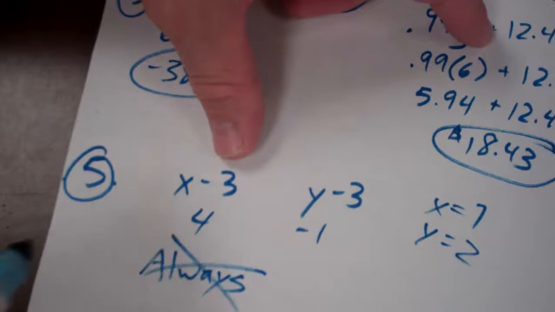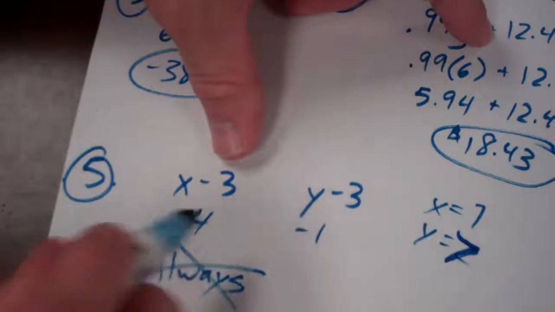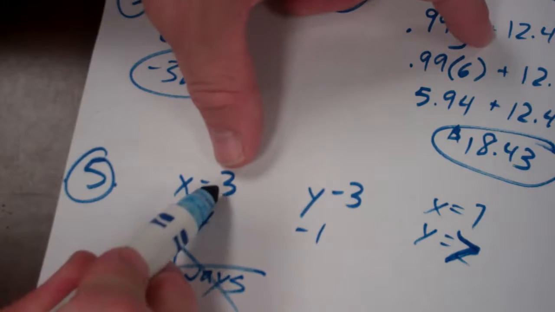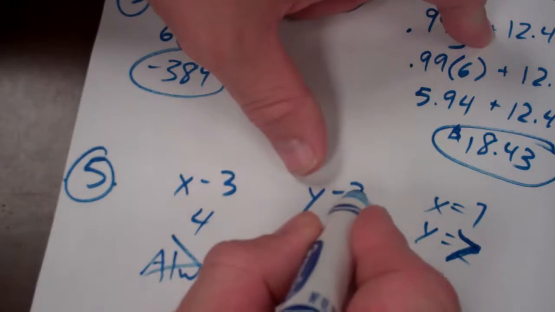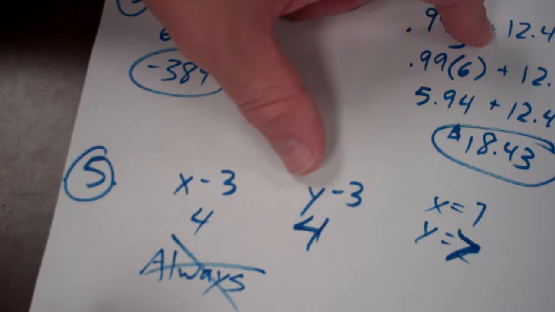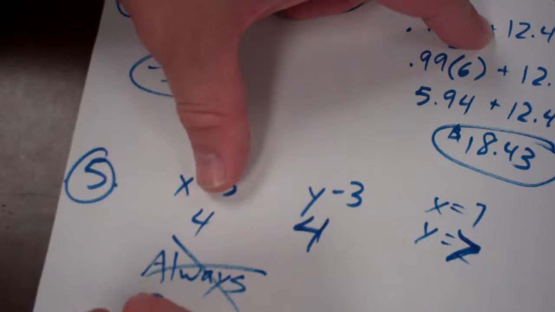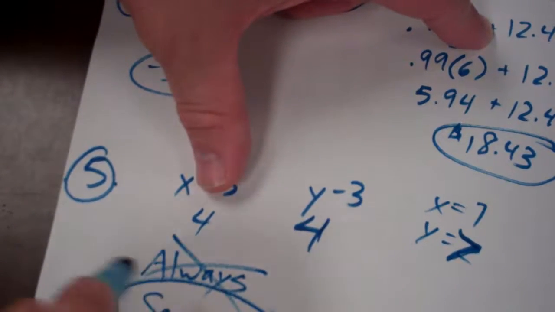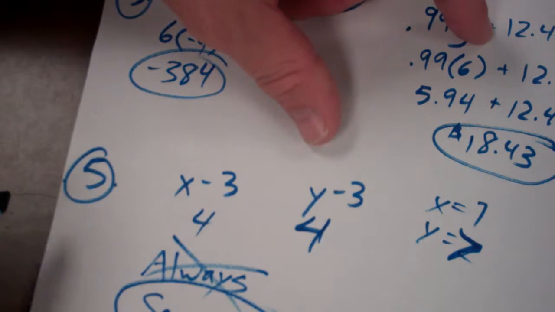Could it sometimes work? What if I would have said x equals 7 and y equals 7? 7 minus 3 is 4. 7 minus 3 is 4. Now it works. So the answer is sometimes. Can't be never, because it just worked one time. So when will it work? When x is equal to y.